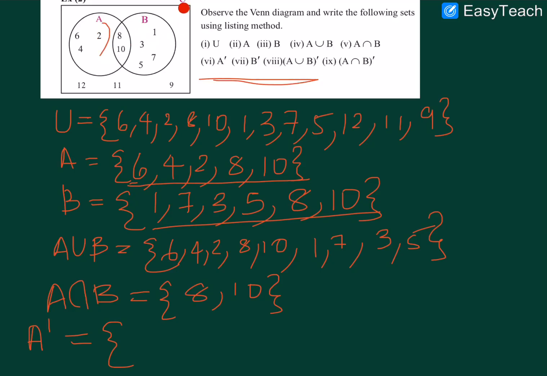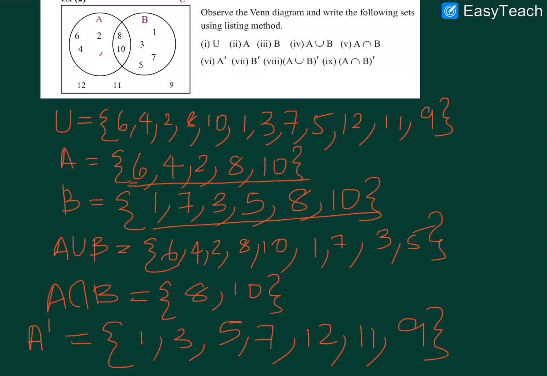So you can see A complement will be the elements inside U and outside A. So it will be the set of all the elements outside this circle of A. That will be, I am writing directly from the image, 1, 3, 5, 7, 12, 11 and 9. So this will be the set A complement.